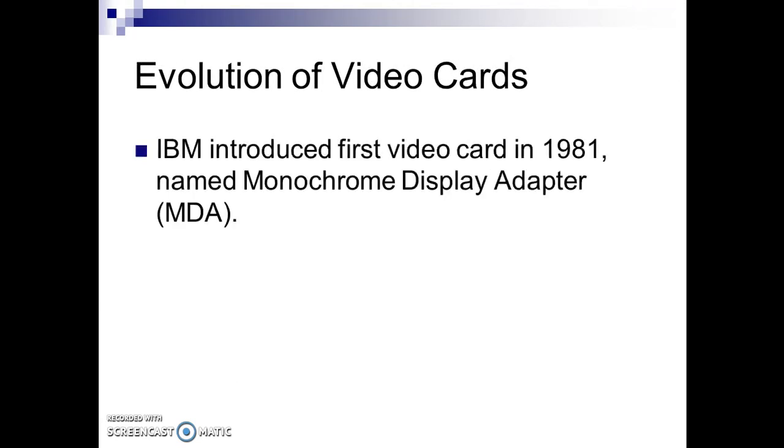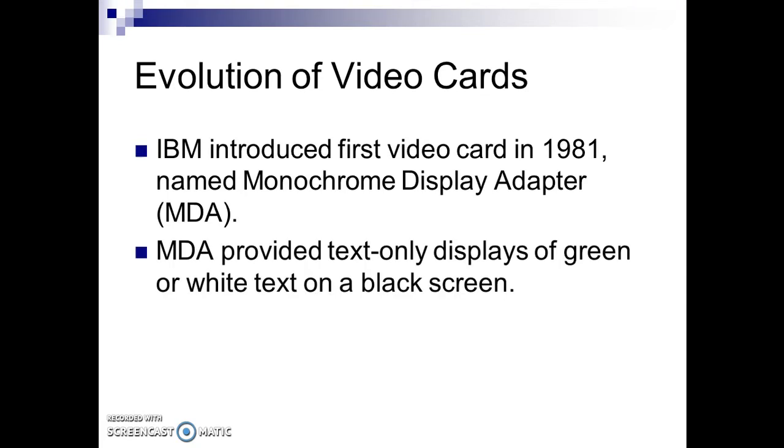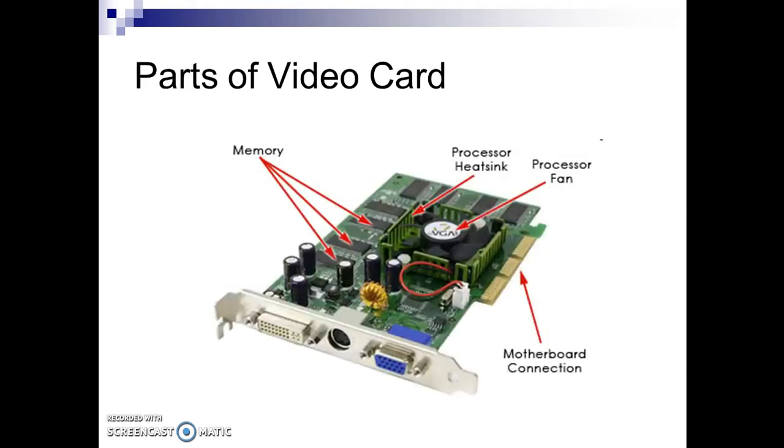Okay, so some quick discussion of video cards. The first video card was in 1981, again from IBM, and of course it was monochrome back then. So something maybe a bit more modern. We can look at a fairly modern video card here with its onboard memory, heatsink, processor fan, and of course the connection to the motherboard. And we see the ports here, and we'll talk about the ports again in a few minutes.